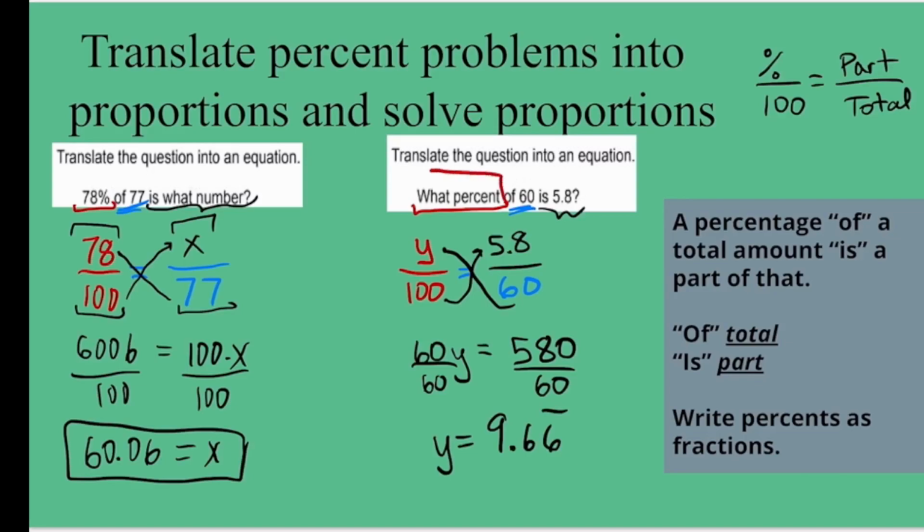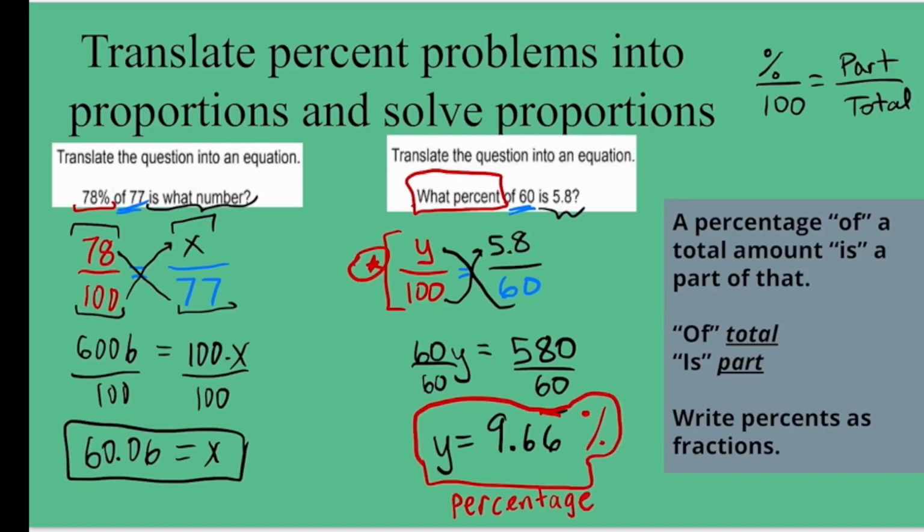So here's the deal. This is asking for a percentage. Because we used a fraction and a proportion to set this up, your answer is already set up as a percentage. So depending on whether you're using equations or proportions, it does make a difference on whether or not you'll need to do a second step.